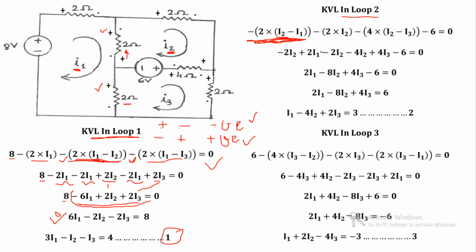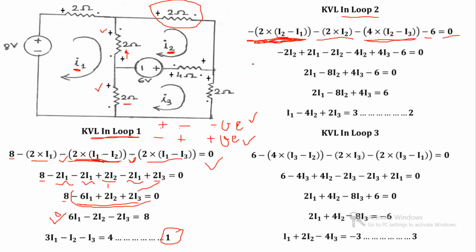So now move forward. In this resistance again there is a plus to minus sign, so it is the drop. So that is the minus 2 I2. And in this 4 ohm resistance again we will consider I2 as reference. So that drop will be minus 4 I2 minus I3. And in this voltage source current will flow from plus to minus. So that is the minus 6 and it is equal to 0.